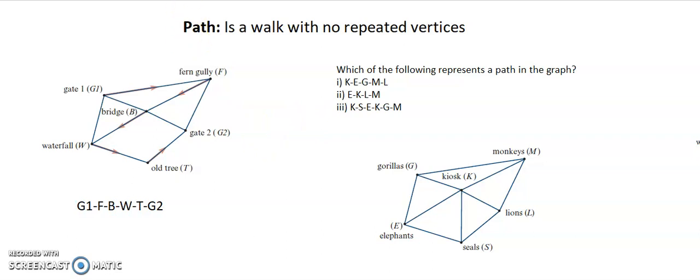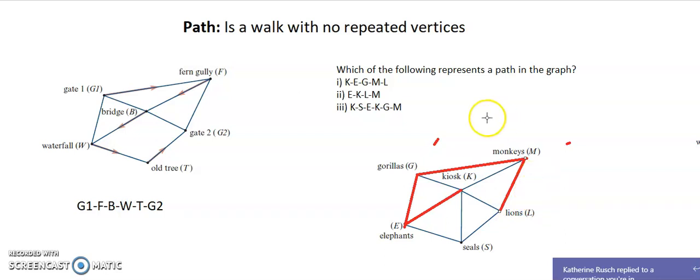So now let's look at our question over here. It says, which of the following represents a path in the graph? So straight away, we can have a go at looking at them quickly. We start off at K and go to E. Then we go E to G, G to M, and M to L. So here I can see that it is a walk and we haven't repeated any vertices.